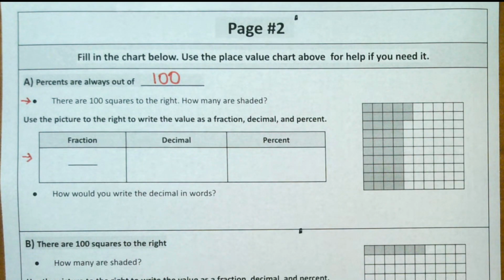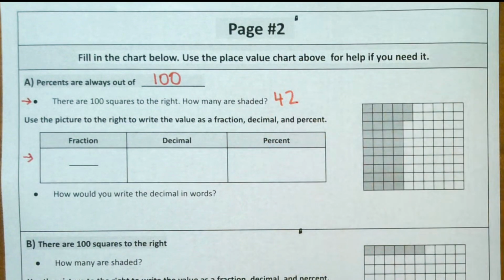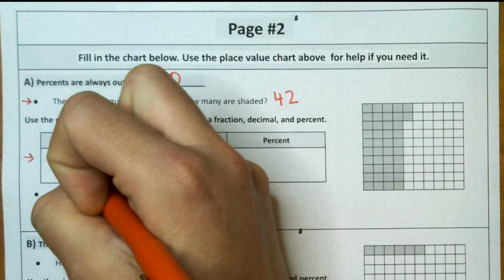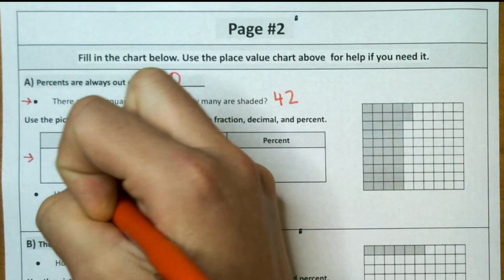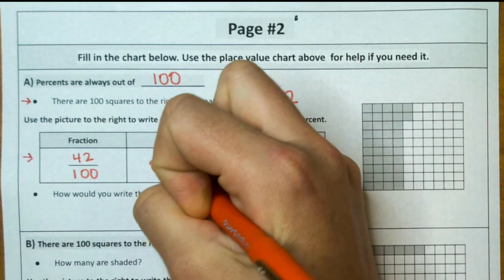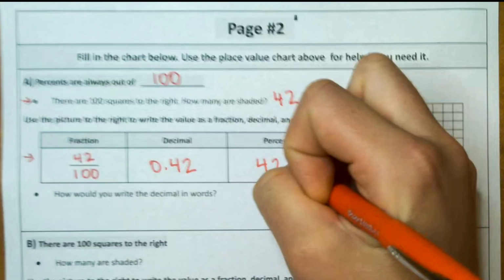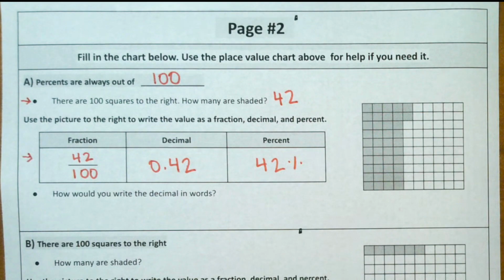All right. So for our first problem, you should have gotten that there are 42 shaded. As a fraction, that's 42 out of 100. As a decimal, 42 hundredths. And as a percent, 42%. Now, how could we write the decimal in words? We could write it as 42 hundredths, just like we practiced on page 1.